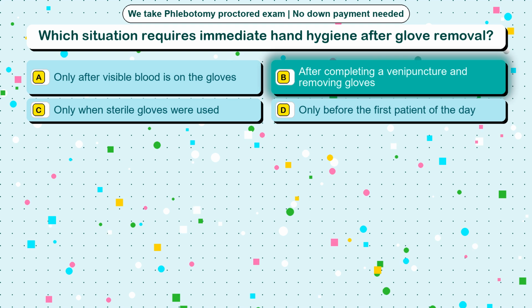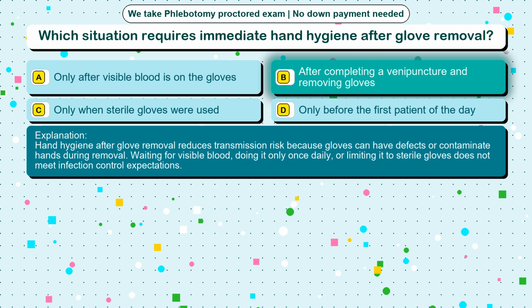The correct answer is option B. After completing a venipuncture and removing gloves. Hand hygiene after glove removal reduces transmission risk because gloves can have defects or contaminate hands during removal. Waiting for visible blood, doing it only once daily, or limiting it to sterile gloves does not meet infection control expectations.